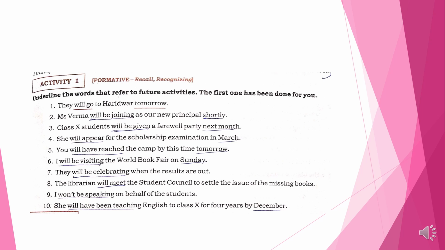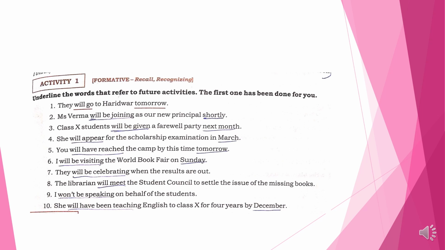Now let us do activity 1. Underline the words that refer to future activities. The first one has been done for you. First one, they will go to Haridwar tomorrow. Here, which words show the future action? Will go, and tomorrow also a word showing the future action.